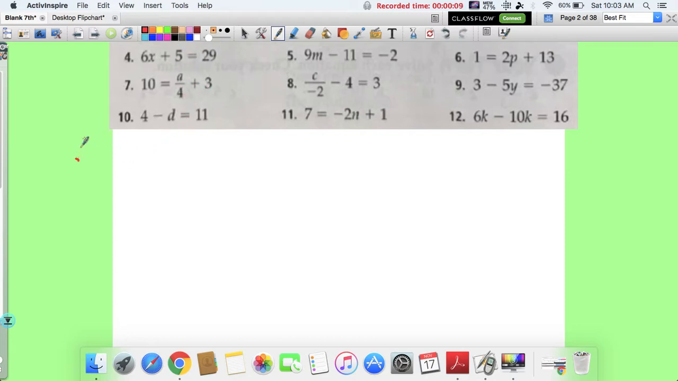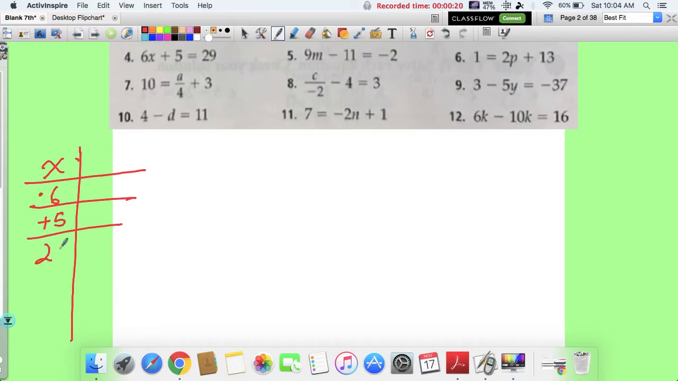For number 4, I have a variable that's x, which is being multiplied by 6, added to 5, and that's giving me 29, right? So I'm going to do minus 5 first and divide by 6. 29 minus 5 is 24. 24 divided by 6 is 4. So that's easy to do. So I can get this answer.